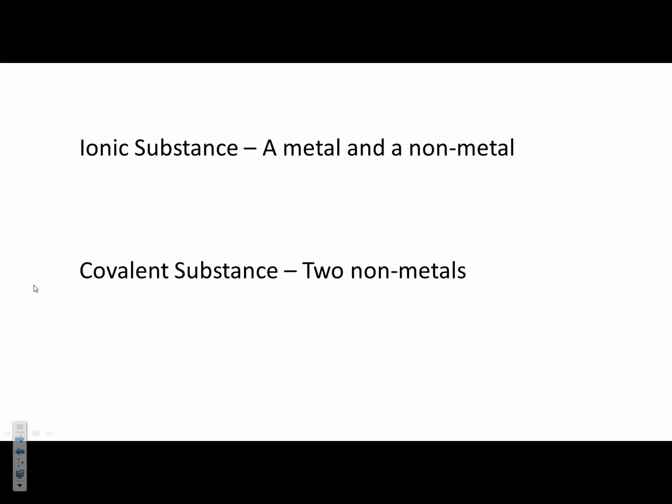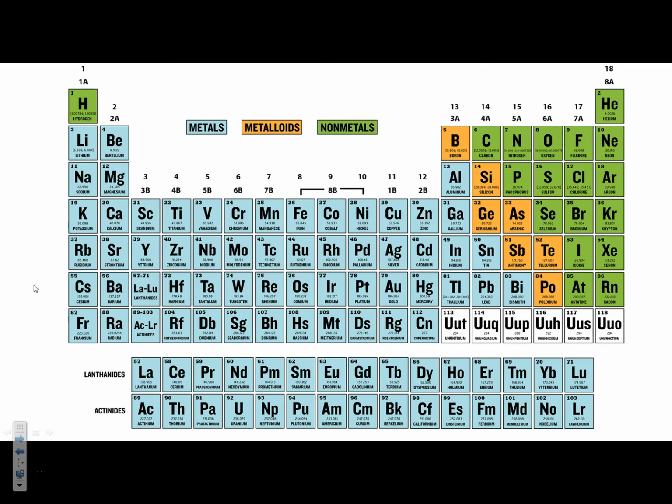Make sure you're familiar with the periodic table. On your periodic table, the black and white one, there's a line next to the metalloids, and you'll consider everything on the right side of that line to be nonmetals and everything on the left side to be metals. And remember again that hydrogen is a nonmetal.